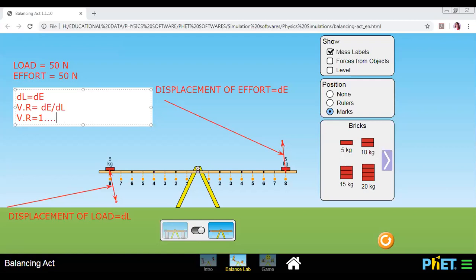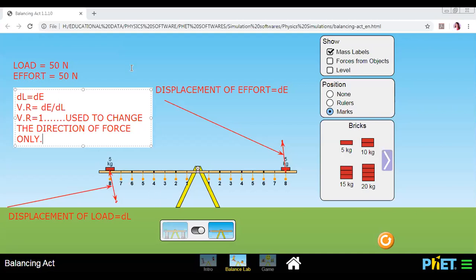And since your velocity ratio is coming out to be 1, what will you find? Is it a force multiplier? No. Why? Because the load is the same as the effort required. It's not a force multiplier because the displacement of load and the displacement of effort are the same, and even the value of your load and effort is the same. So what is this machine? It is used to change the direction of force only.